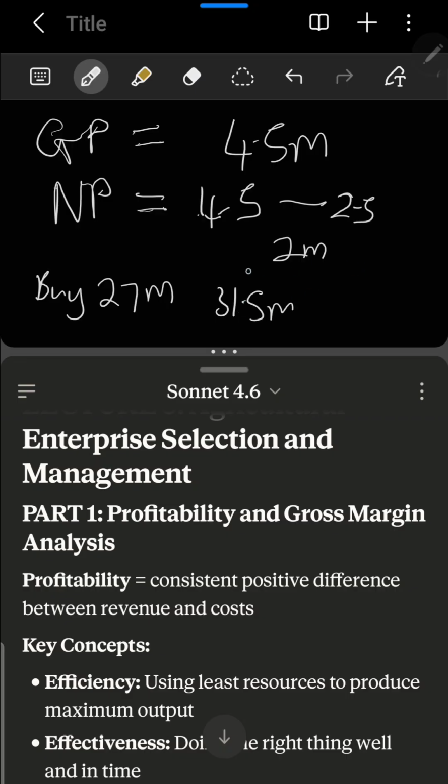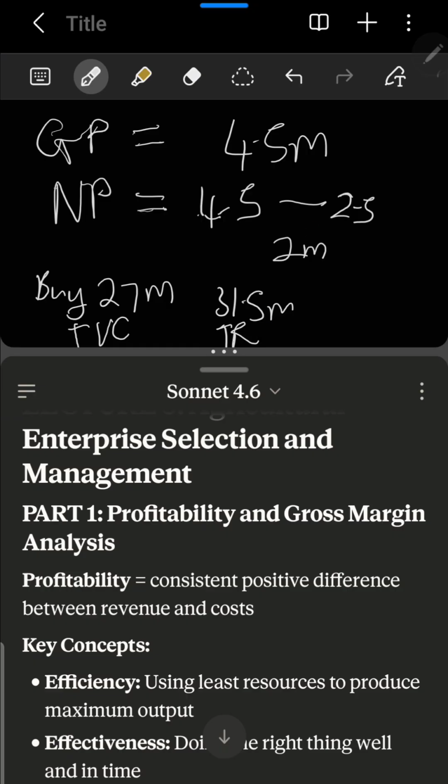31.5 M. So he bought phones in total at 27 million. He bought 90 phones at 300,000 each, which gives you 27 million, and sold each of those 90 phones at 350,000, which gives you 31.5 million. So his gross profit was 4.5 million, right? Which was the difference between total revenue minus total variable costs. These are total variable costs. This is the total revenue.